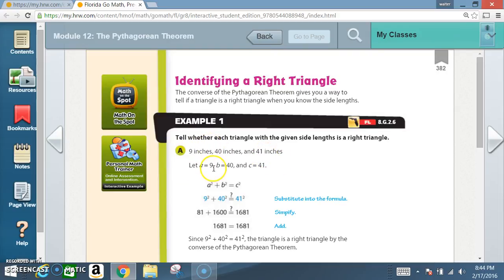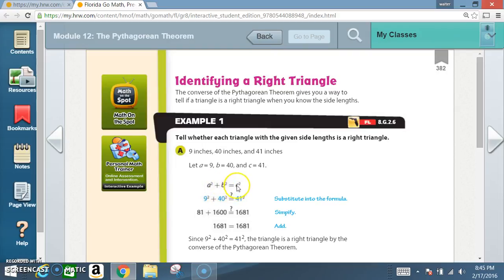Let A equal 9, let B equal 40, and let C equal 41. Remember now, the A and B parts, it doesn't matter. The C, the hypotenuse, has to be in the correct position. Don't forget the hypotenuse is across from the right angle, and it is always our longest side. So we write our equation down, A squared plus B squared equals C squared.